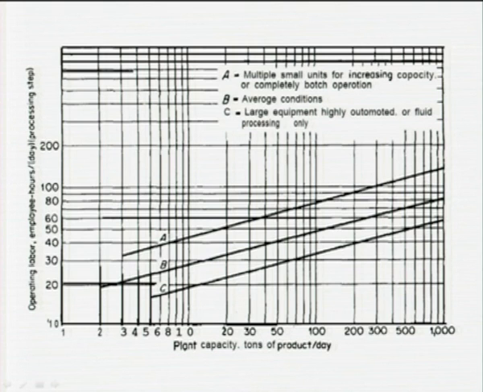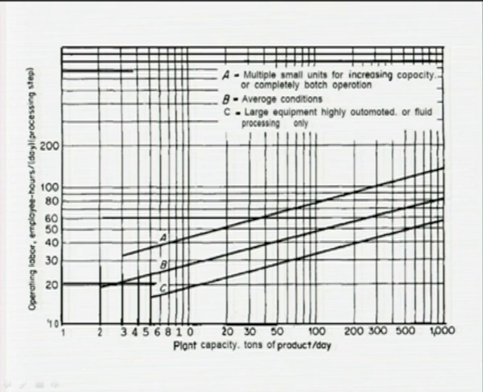Then the operating labor. Operating labor is divided into skilled and unskilled labor. The operating labor is required in terms of employee hours per day per processing step, and this depends on two factors: the plant capacity and number of principal steps in the process. Now, what I will show you is a graph, a log plot, for estimation of number of labor. On the y axis you see operating labor as a function of process plant capacity in tons per day, and the x axis is plant capacity per day.